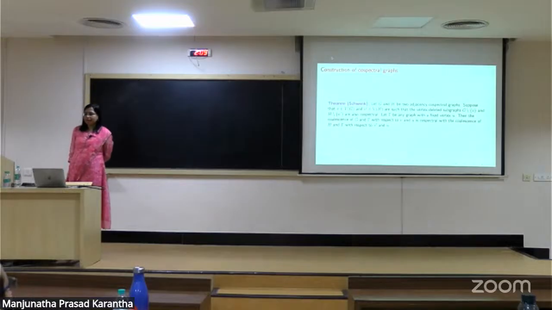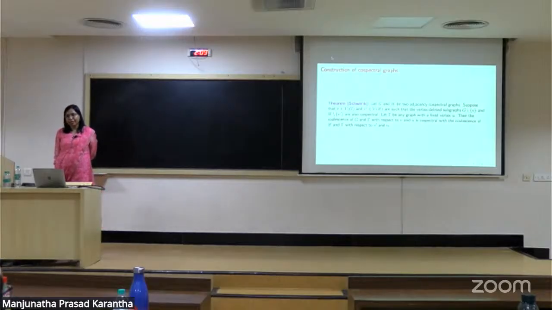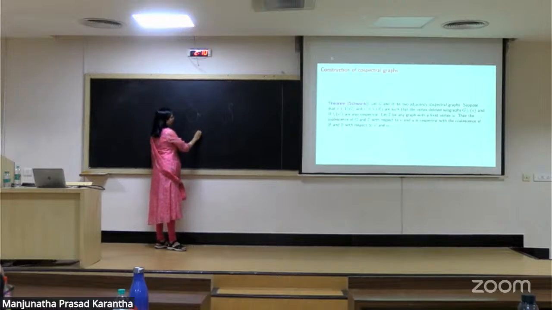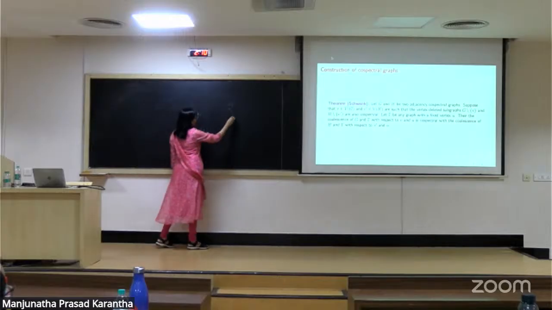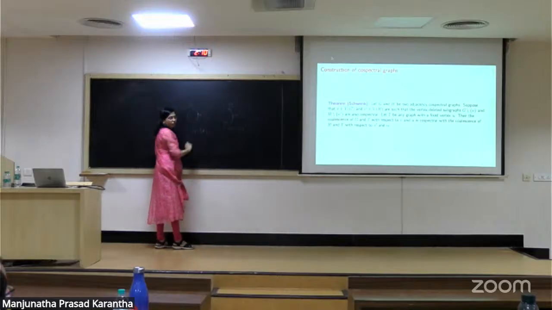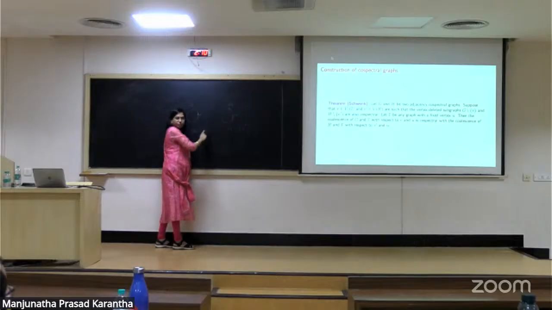You take gamma and fix a vertex in gamma, and then you make a coalescence at that vertex with the vertex u of G, and likewise with the vertex v of H. So what I'm saying is, I know that G is a graph and H is a graph, and there exist vertices u and v such that if I delete them, then both graphs are co-spectral.